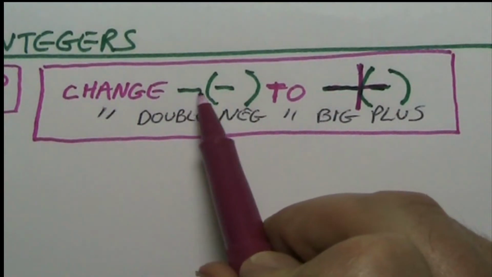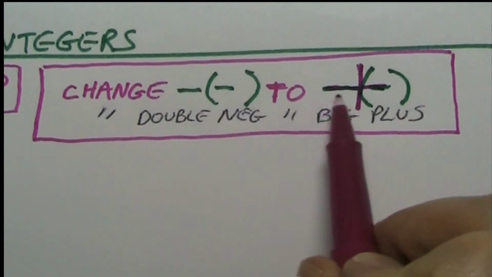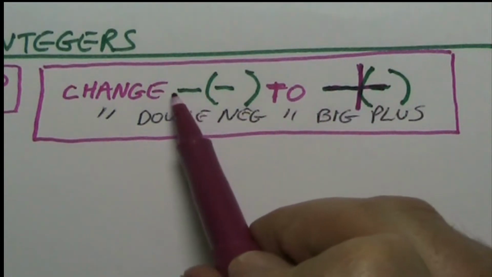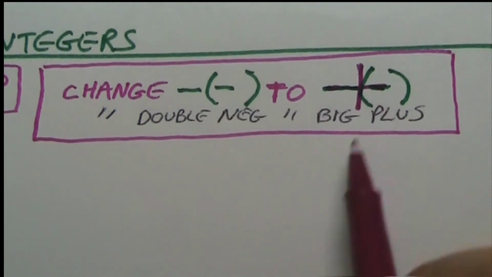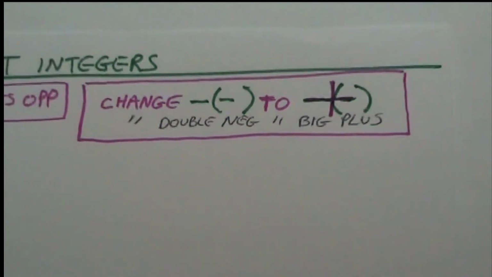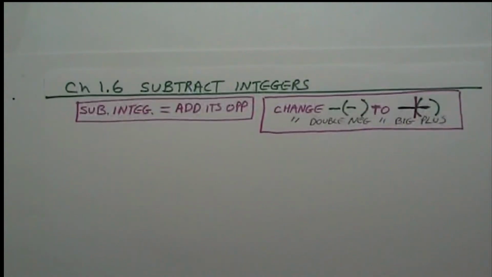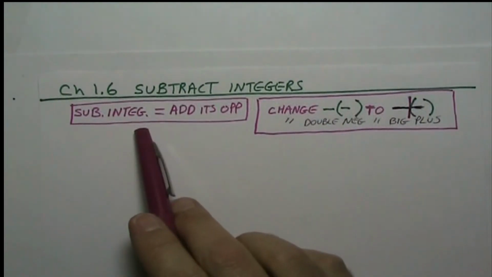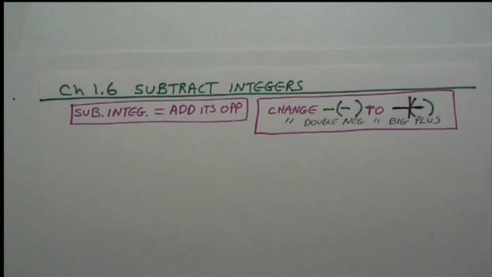So when you have subtracting a negative, that's the same thing as adding. So when you see a double negative, just make it a big plus. Okay, let's go ahead and do some examples of this right here. Subtracting integers is the same as adding its opposite.